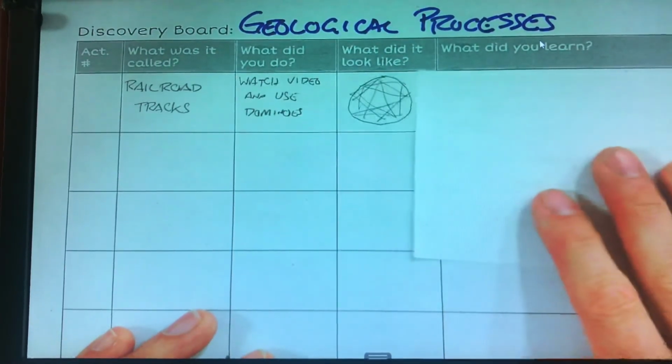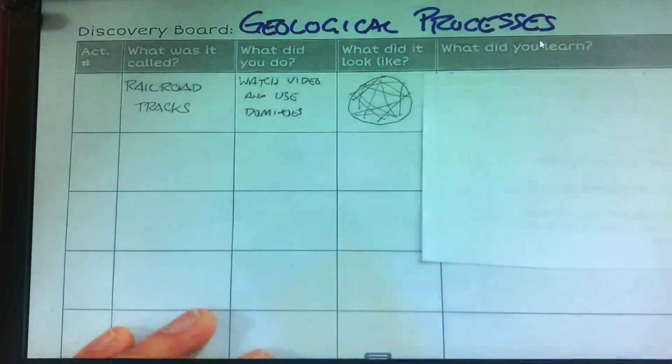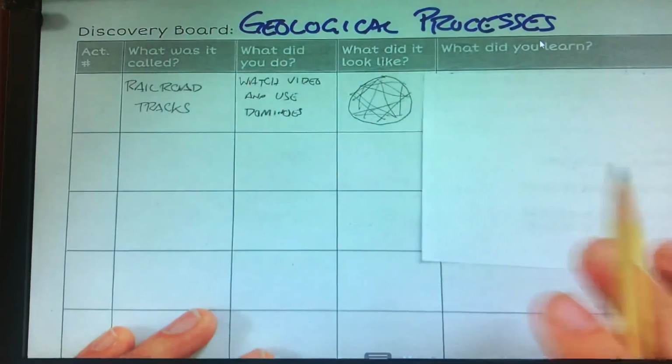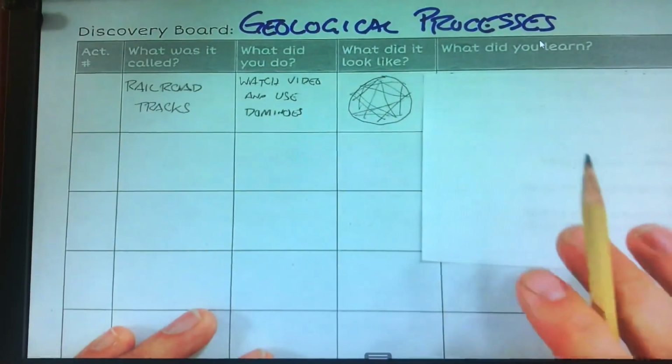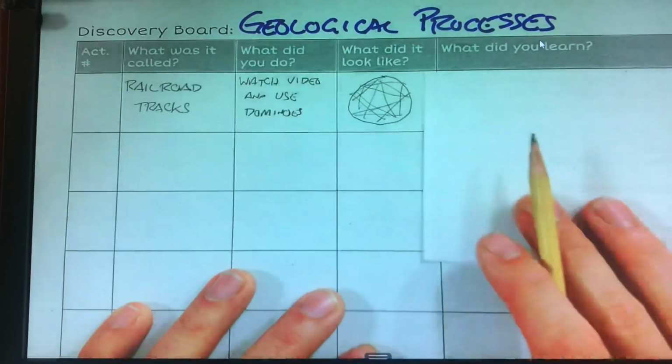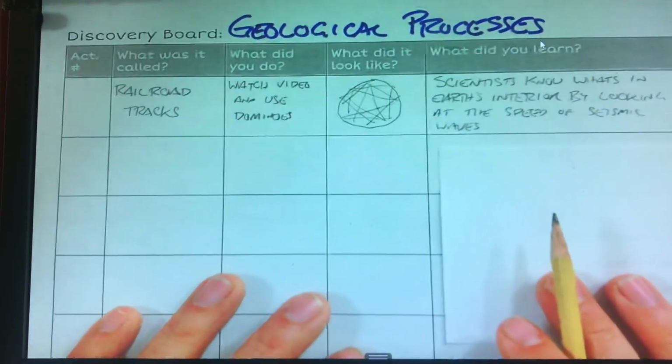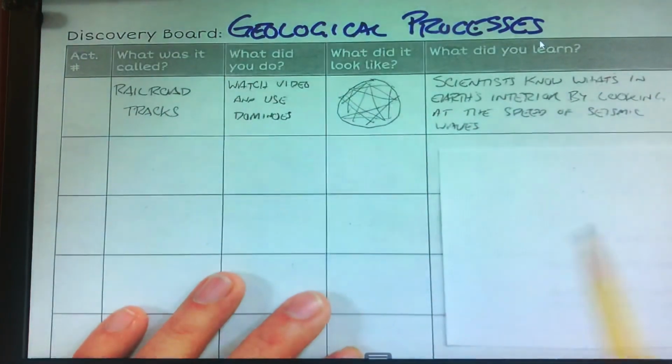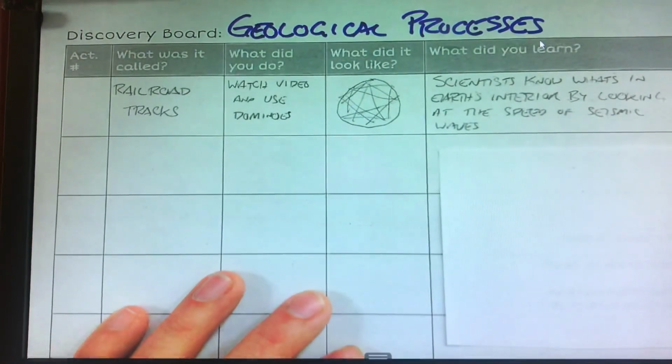For me, for whatever reason, this is the image I see in my head: the different speeds of the different waves. And what did you learn? Now, please don't write something like, oh, I learned Mr. Smith likes to go on railroad tracks, which is illegal, and I'm going to turn him into Mr. Caldwell. No, no, no. Hopefully you wrote something that looks like this: that scientists know what's in Earth's interior by looking at the speed of the seismic waves. That's really what we were after in all of this.